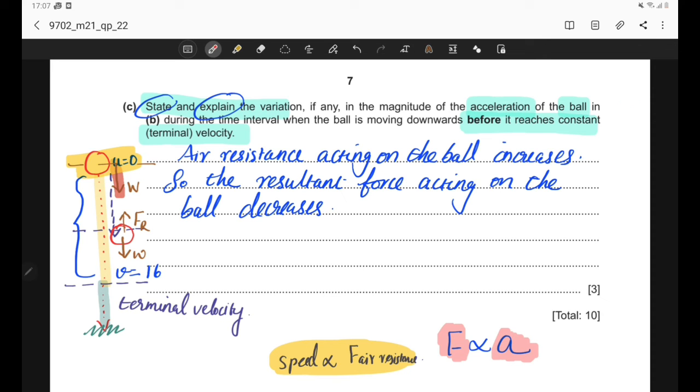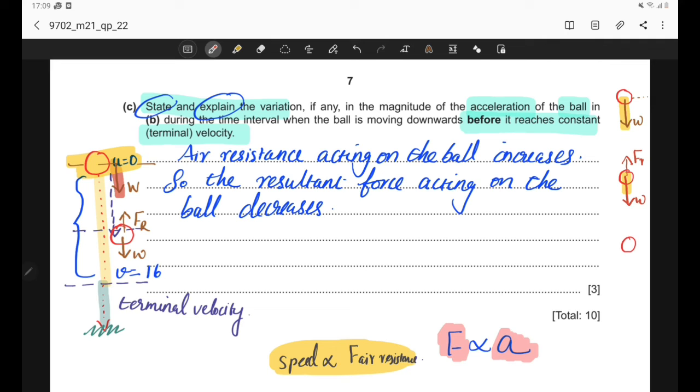So when we are drawing the force diagram of the ball at different positions, initially when the ball is at the top position, its weight will act downwards and the upward air resistance is 0, so the net force will be acting downwards. But when the ball falls downwards, its weight is still acting downwards with the same value, but as its speed gradually increases, there will be an upward resistive force, so the net force will be the difference of these two forces. So the net force will be less.